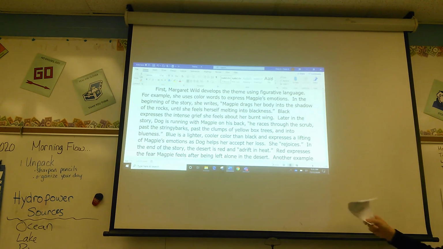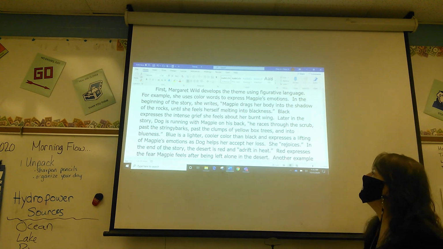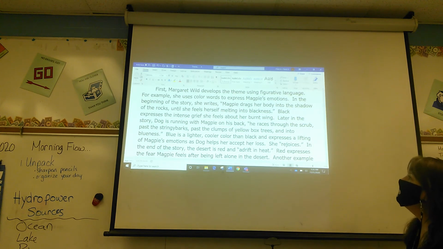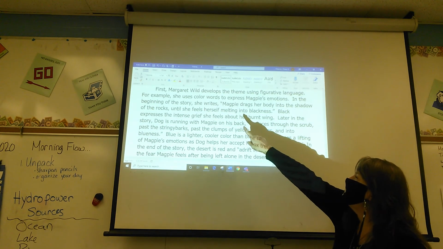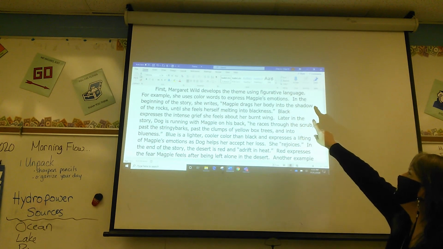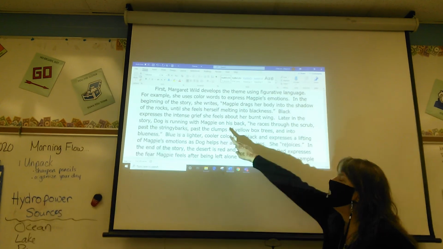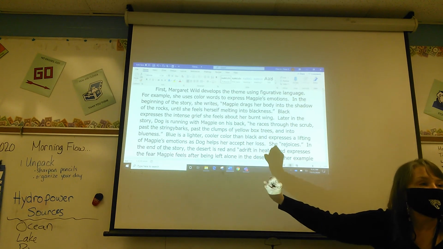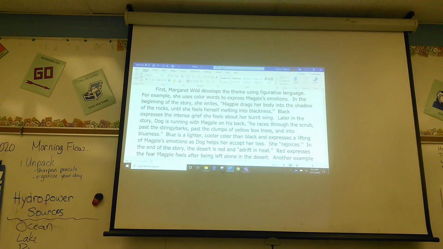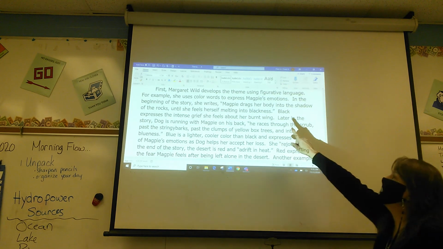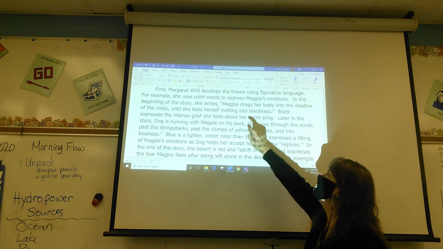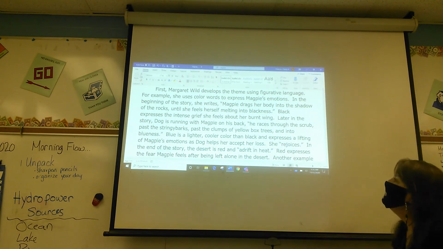So black expresses the intense grief she feels about her burnt wing. All right, so when I said she uses color words to express Magpie's emotions, grief is an emotion. So my elaboration, Haley, is going to refer back to the use of color words and emotions.